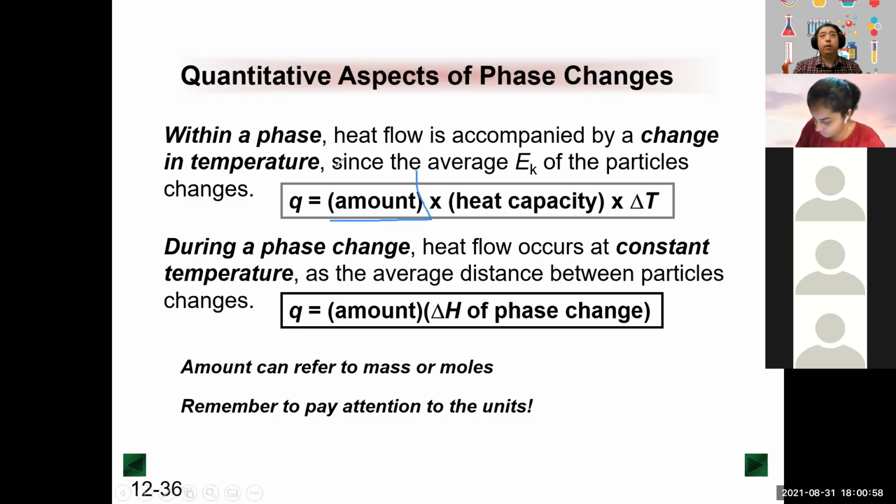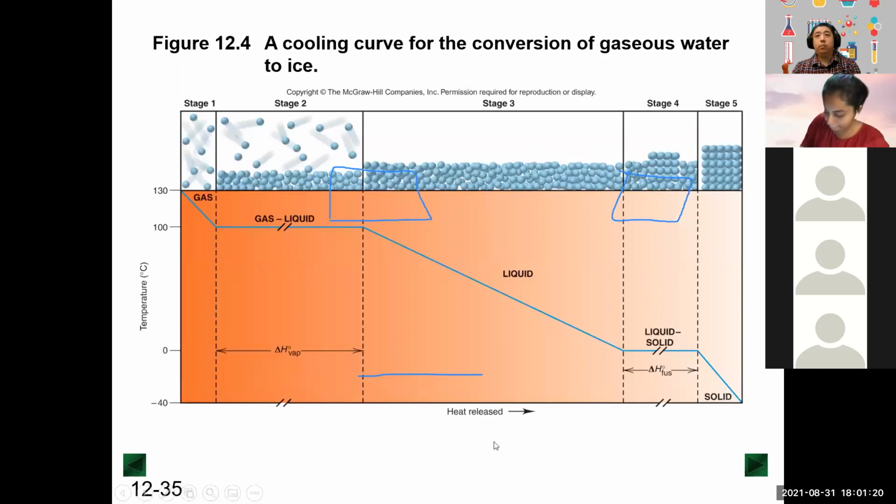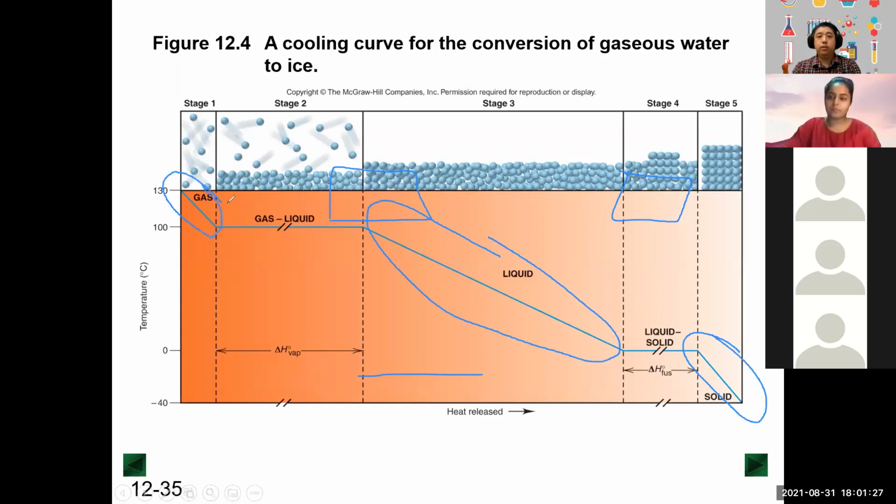The word amount here, I put it as amount because it can refer to mass or moles, depending on what your conditions are. So if you're given some kind of constant in kilojoules per mole, for example, you want your amount in moles. So you're always adjusting your values to match. And you notice here it says delta T. So I'm going to go back to the previous slide for a second. Delta T only applies for scenarios where there is a change in the temperature. You see how it's at an angle here. These are all changes in temperature. These are the scenarios where we are applying that equation.